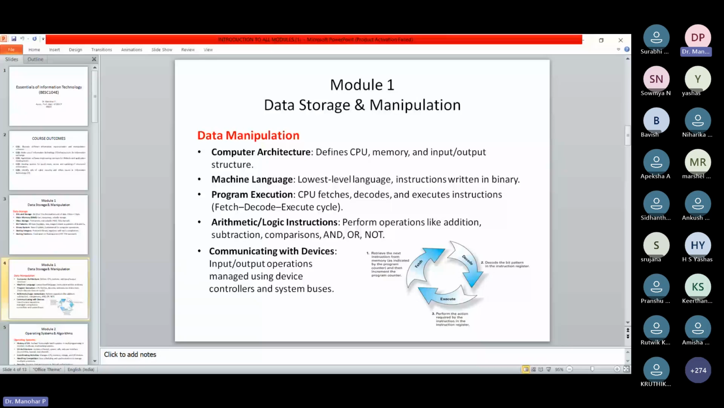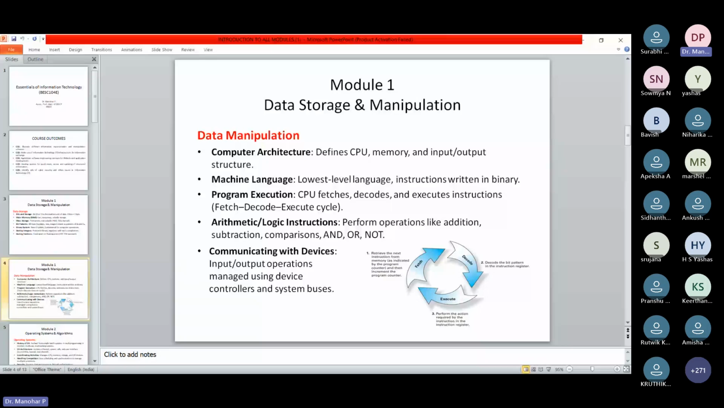And also the computer communicates with external devices through IO operations. This communication is managed using bus controllers, device controllers and system buses.